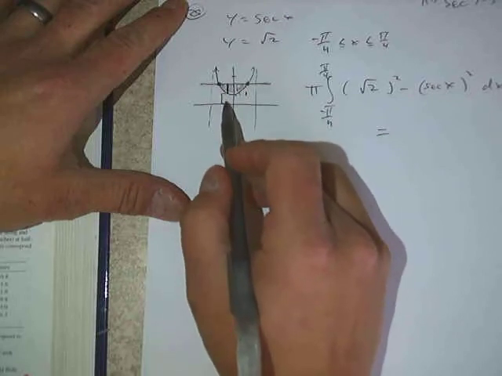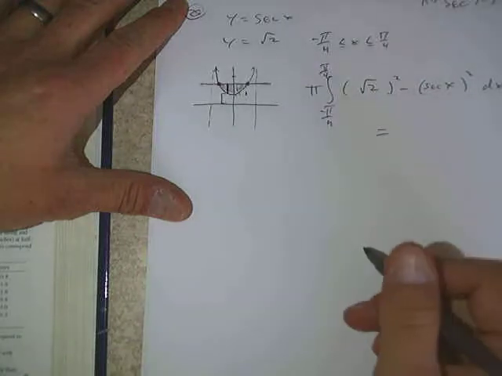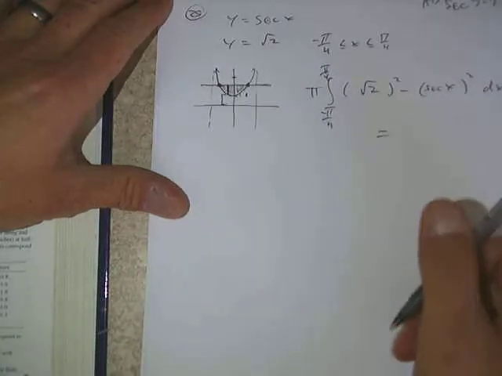If we're on the inside of the washer to the revolving line, that's going to be the function, in this case, secant x.